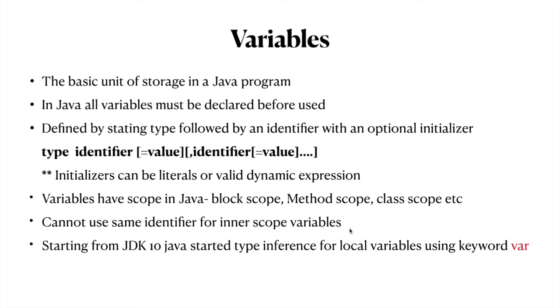And a new concept from JDK 10 is that we can use the keyword var to define an identifier, and the data type of that identifier will be inferred from the initialization. So var variables must always be initialized, and we can use that in a scope block, for example, in a method. We will see what we mean by that.